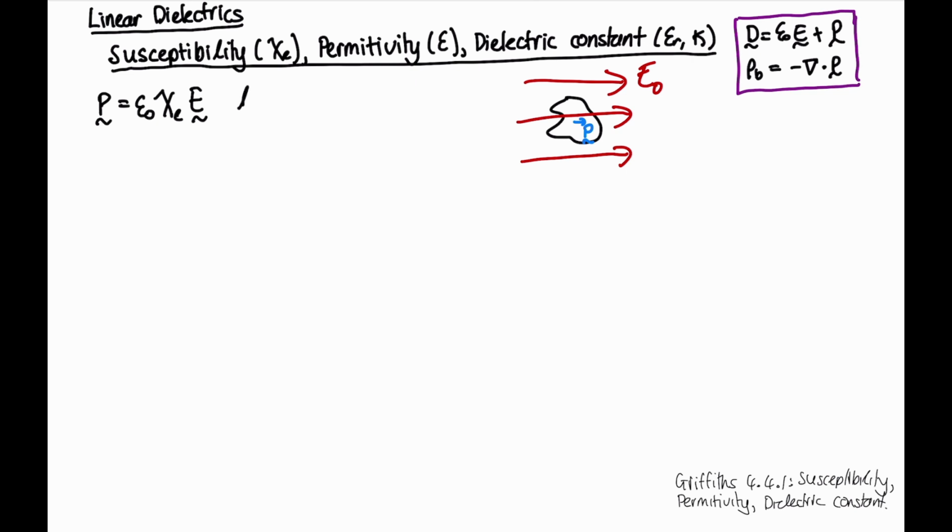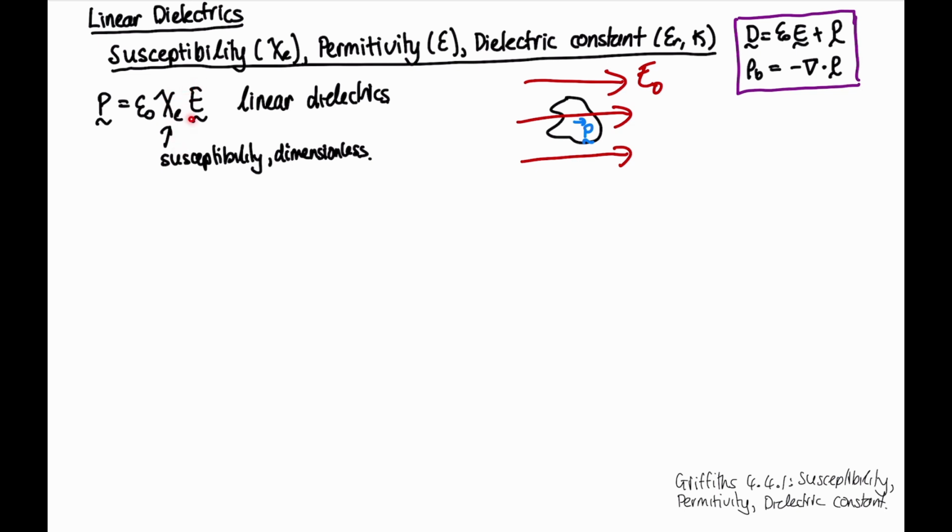This is just for the class of linear dielectrics. So this here is our susceptibility. And it's a dimensionless constant. Dimensionless. And that comes about because we've got the epsilon naught here. So the epsilon naught is included to ensure that this susceptibility is a dimensionless constant.